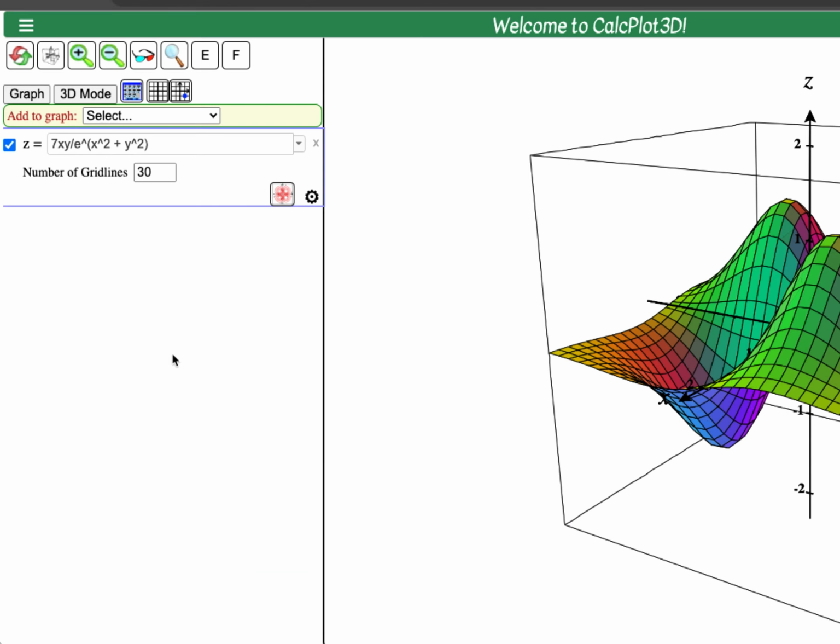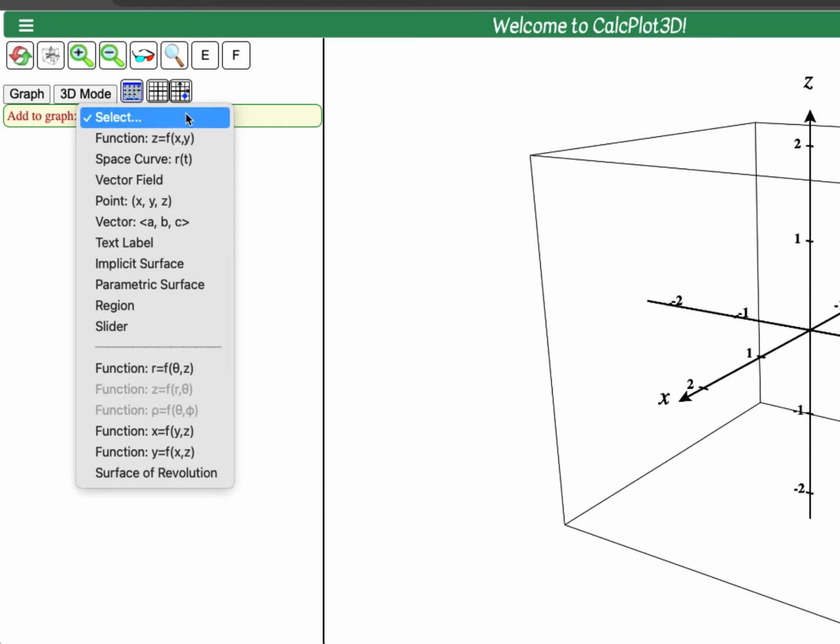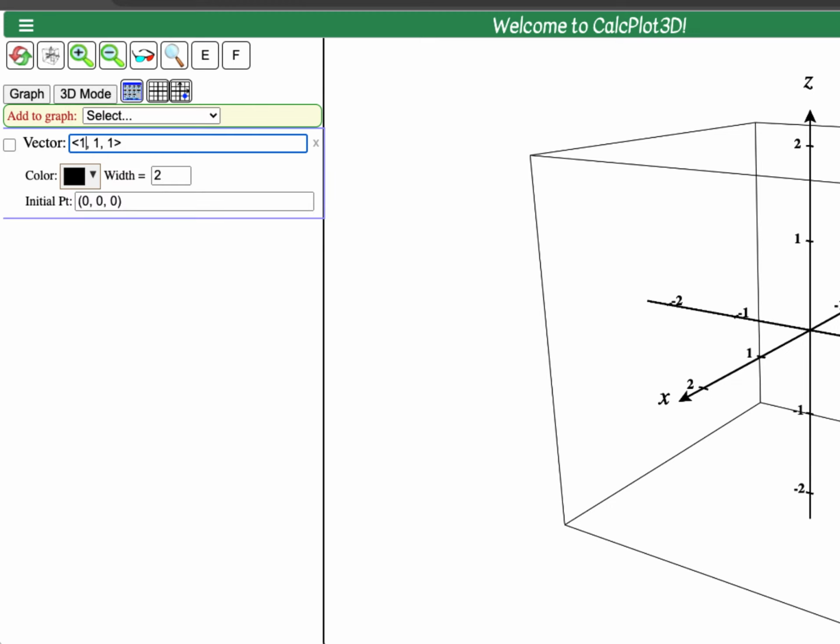It can be helpful to use a three-dimensional grapher to visualize three-dimensional vectors. If you go to Google and search Calc Plot 3D and click the first link you find, you should find this webpage. It defaults to a graph already being present. I'm going to hit this X to get rid of it. Then I'm going to select and add a vector and put its components in here. The components of the vector W were 2, -1, and 3.